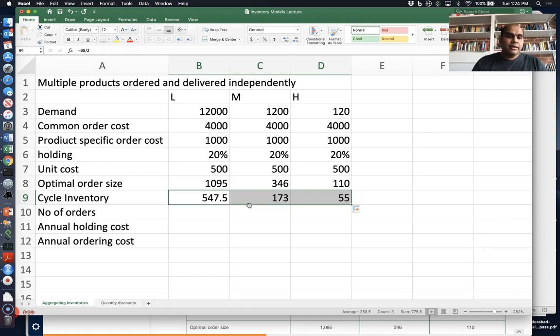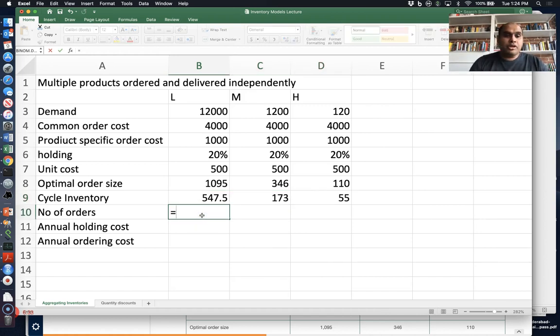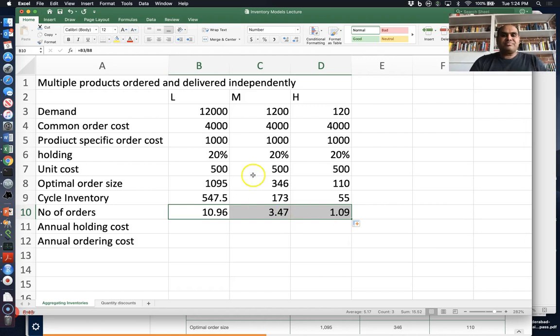Don't worry about that. Number of orders, that's D divided by Q star. So annual demand divided by optimal order quantity. Now this you should absolutely not round. So I'm just going to keep 2 decimals. It doesn't have to be 2 decimals, but I am going to keep 2 decimals. There you go. So the number of orders for medium pro is 3.47. Number of orders for heavy pro is 1.09.